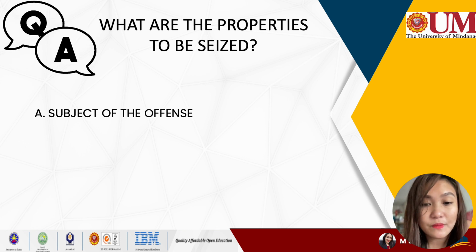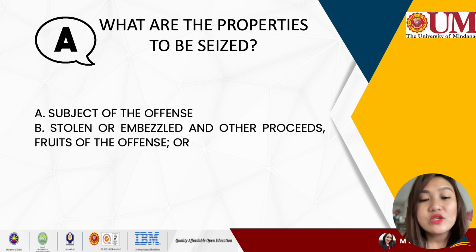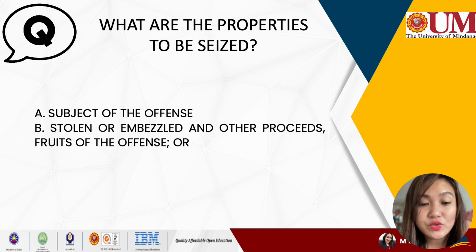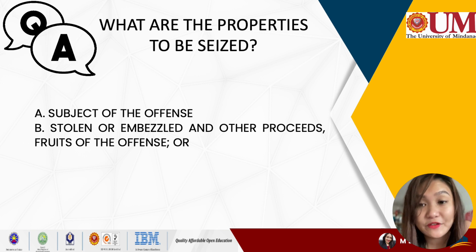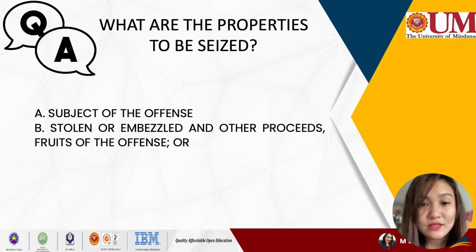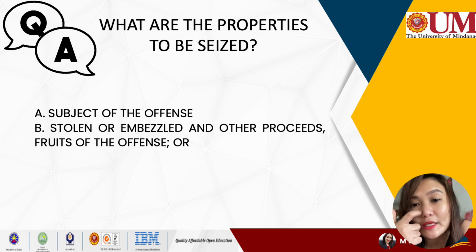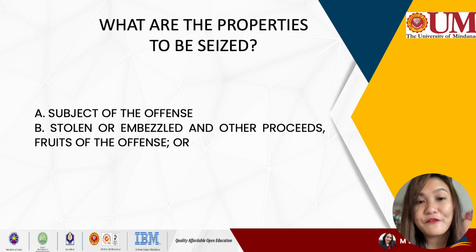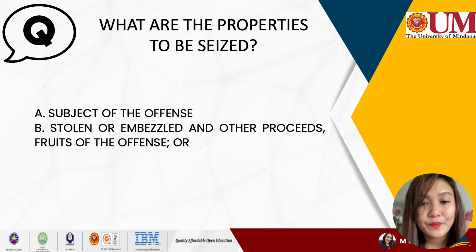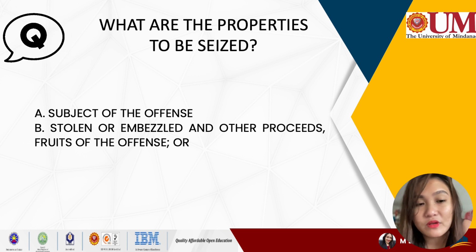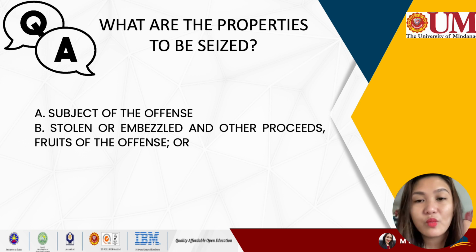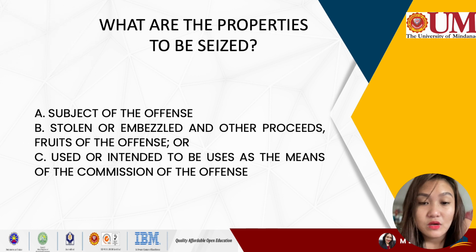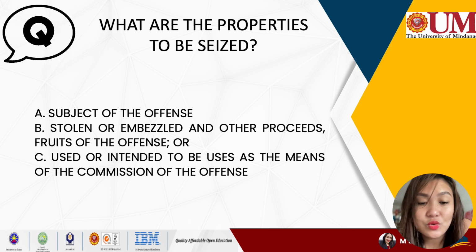The second property that can be seized: stolen or embezzled property and other proceeds or fruits of the offense. This category includes items that were obtained through criminal activities such as theft or embezzlement. It encompasses property that represents the gains or profits resulting from the commission of an offense. So let us say, for example, someone steals money, the stolen cash or items bought with that money may be subject to seizure.